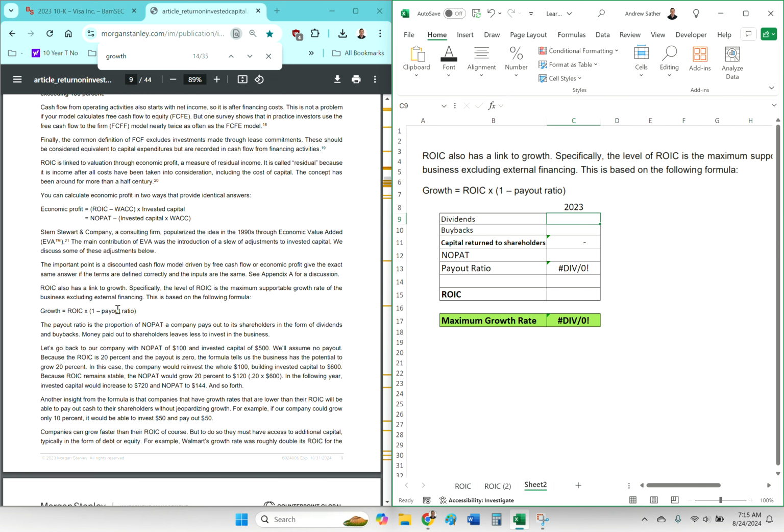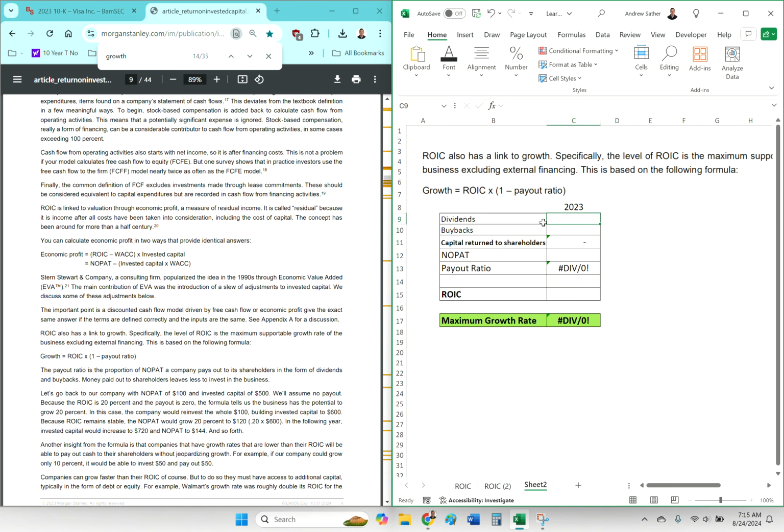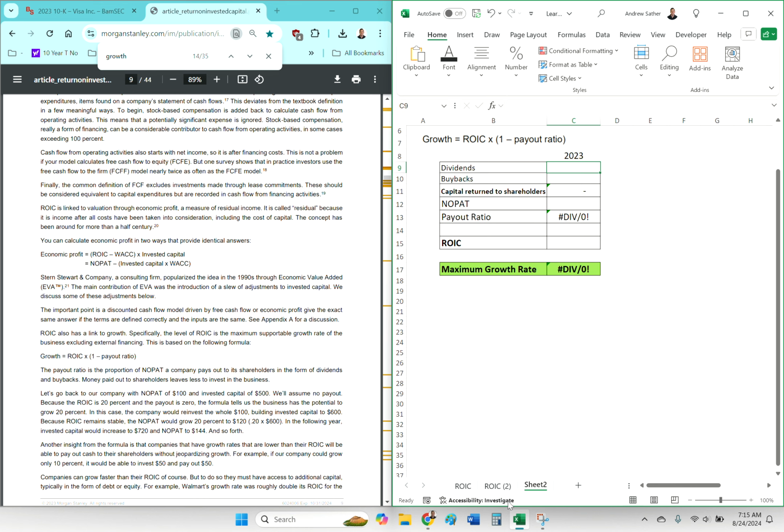And so we can also look at the payout ratio, dividends and buybacks to tell us how much they are returning to shareholders, how much is left after that, and then how much they need to reinvest in order to get a certain growth rate.